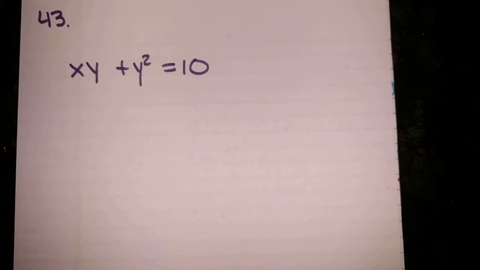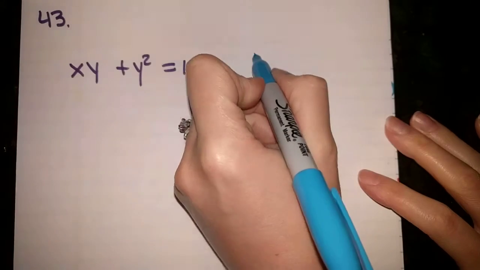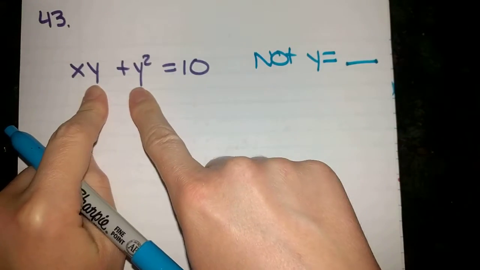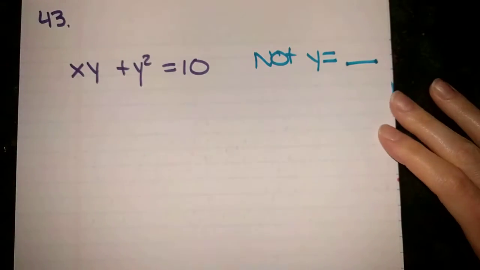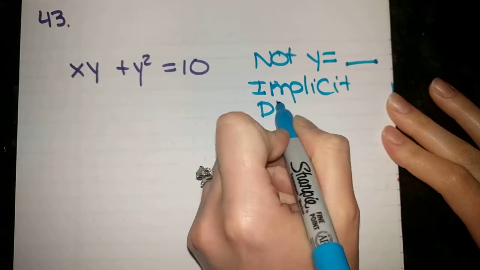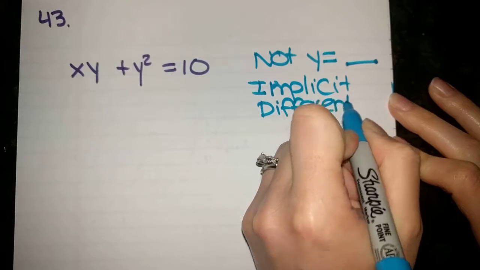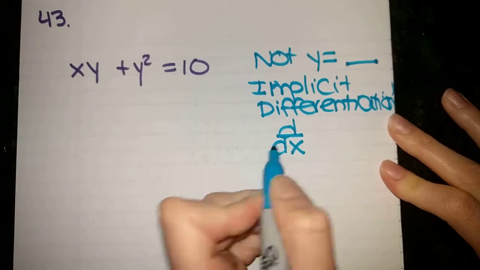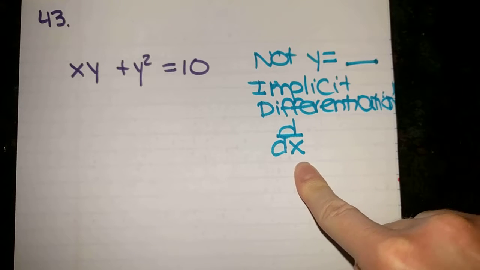This question, the first thing that really stands out to you is that it's not y equals something. You have a y here and you have a y here. So when it's not y is equal to something, we are going to go through our implicit differentiation process. And when we talk about implicit differentiation, it is important to realize that you are differentiating with respect to x.